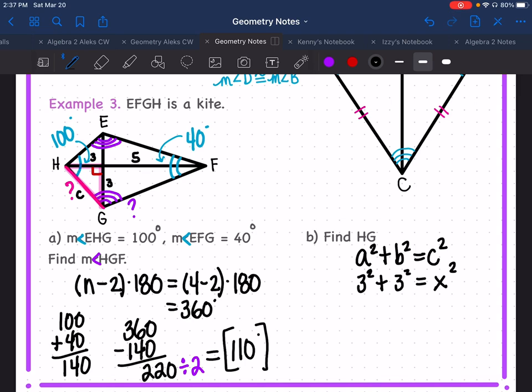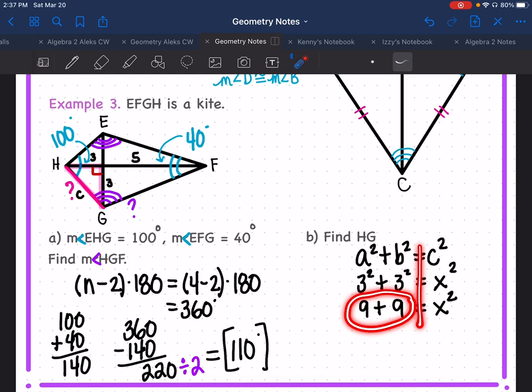Remember, 3 squared is 3 times 3, so that's 9 plus 9. They are together on the same side. Remember, you always want to look at your equal sign to see where your numbers are. Since your numbers are together on the same side, you're going to go ahead and add them. If they were on opposite sides, then you would subtract. 9 plus 9 is 18.